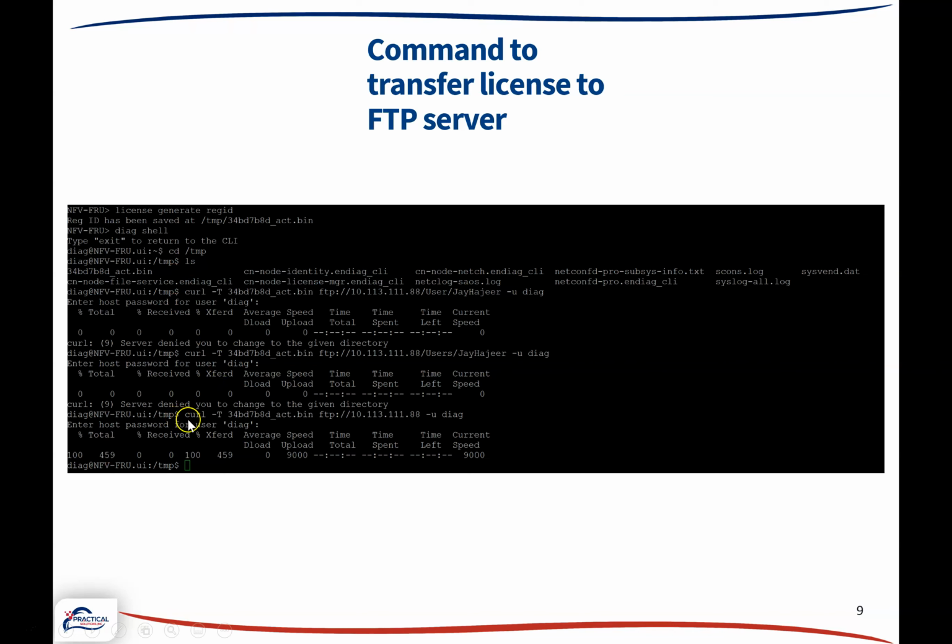moving downwards, you would then enter the command to transfer the file from the 3906 to your FTP server. So curl -T, the name of the file, FTP server IP, username, and password. And once you have successfully done that, you should receive a notification saying the percentages received, total, and the average upload and download speed.